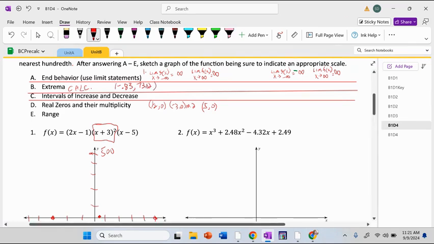A min or a max? Min or a max? What is that? Max. What kind of max? Absolute or relative? Okay, so I'm kind of squeezing this in here. Let's put R max. So it's a relative max. And we're not going to use all that lingo because there's no space. The max is 73.02 at -0.83.